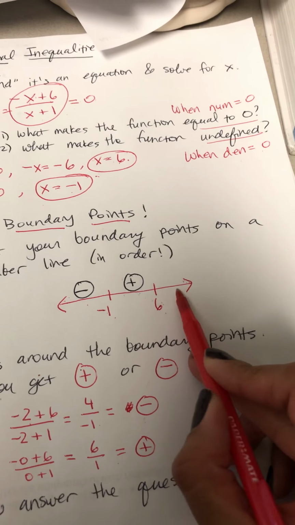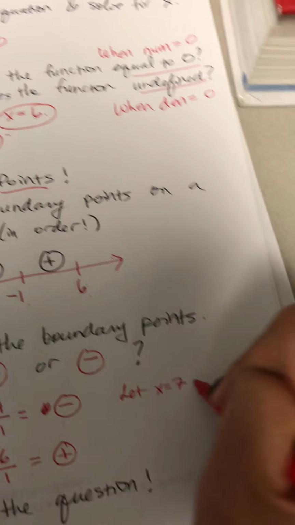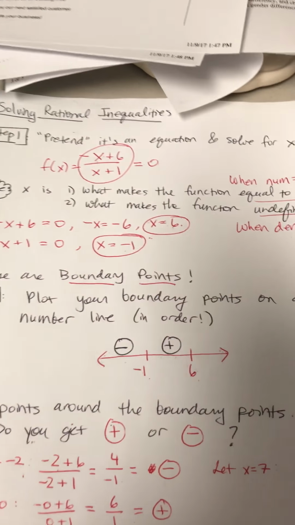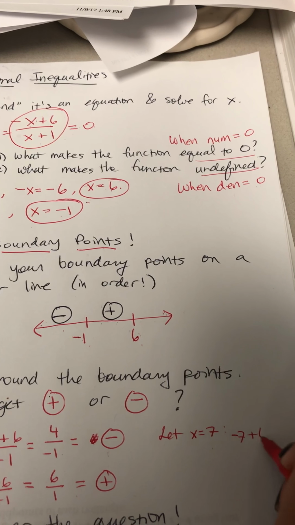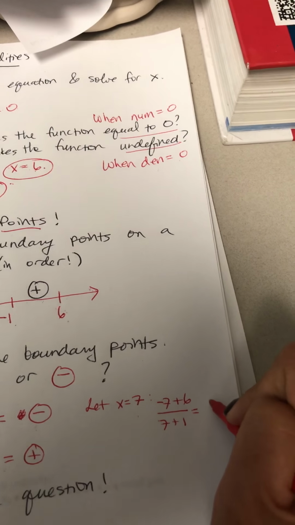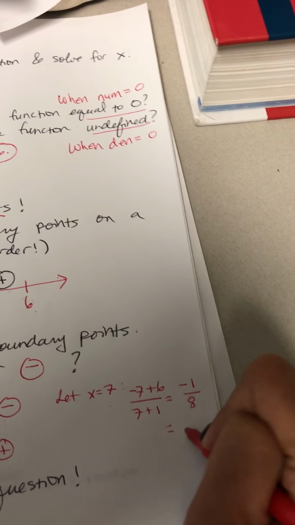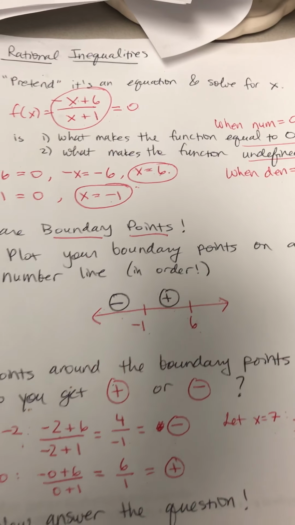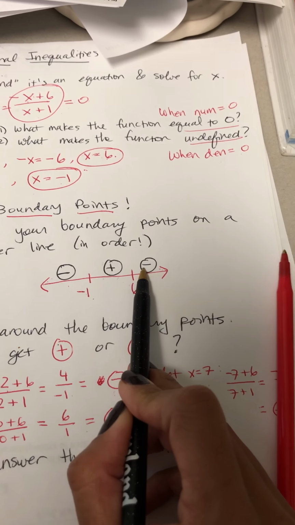Lastly, I'm going to check what's a number bigger than 6. So I'm going to say let x equal 7. Again, you could pick 8, 9, 10, any number. So if I plug 7 in here, I end up getting -7 plus 6 all over 7 plus 1, which will give me a -1 over 8, which in other words is a negative number. So after 6, after that boundary point, my test values will give me a negative.